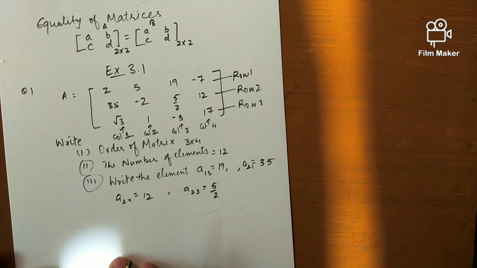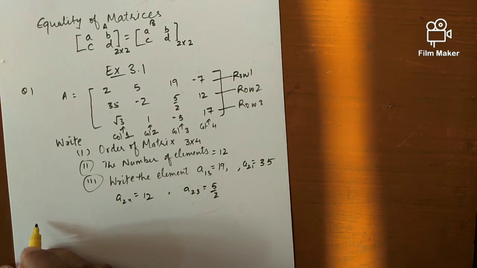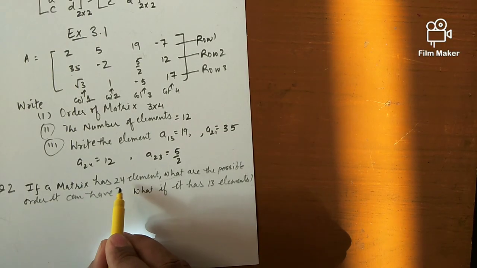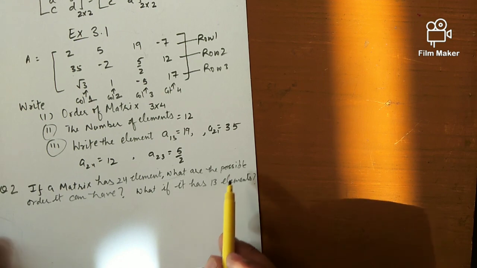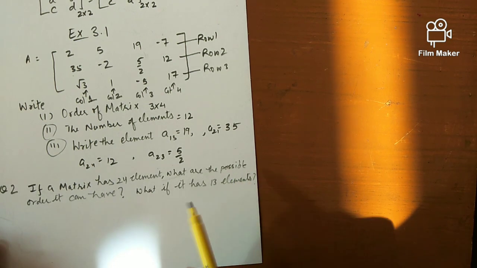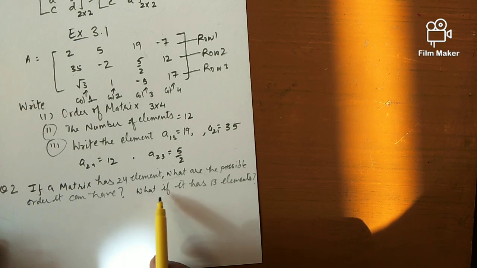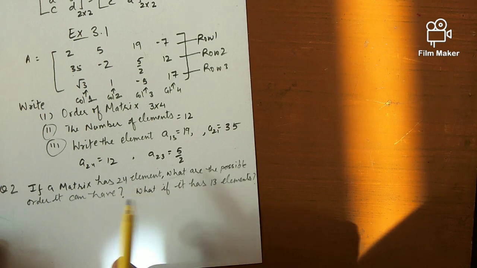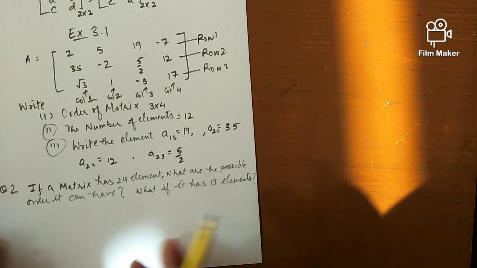Now we'll move further to question number 2. If a matrix has 24 elements, what are the possible orders it can have, and further, what if it has 13 elements? Now you can see there are 24 elements in total, so that 24 must be divided into factors.